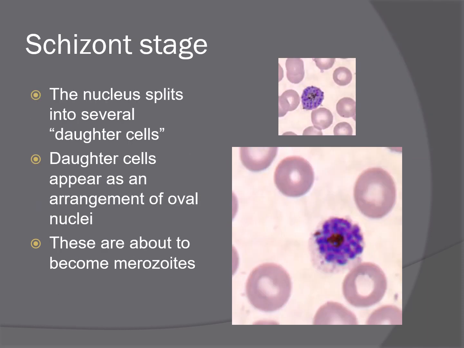In the schizont stage, the nucleus splits into several daughter cells. These daughter cells appear as an arrangement of oval nuclei. They're about to become merozoites, and I will tell you the schizont stage is not often seen in peripheral blood, but 8 to 24 mature compact trophozoites, dark and tightly clumped into a mass, is what you're going to see. It's the merozoites that actually attack healthy red cells, not the schizonts. And usually there's 6 to 12 merozoites inside of each red cell.